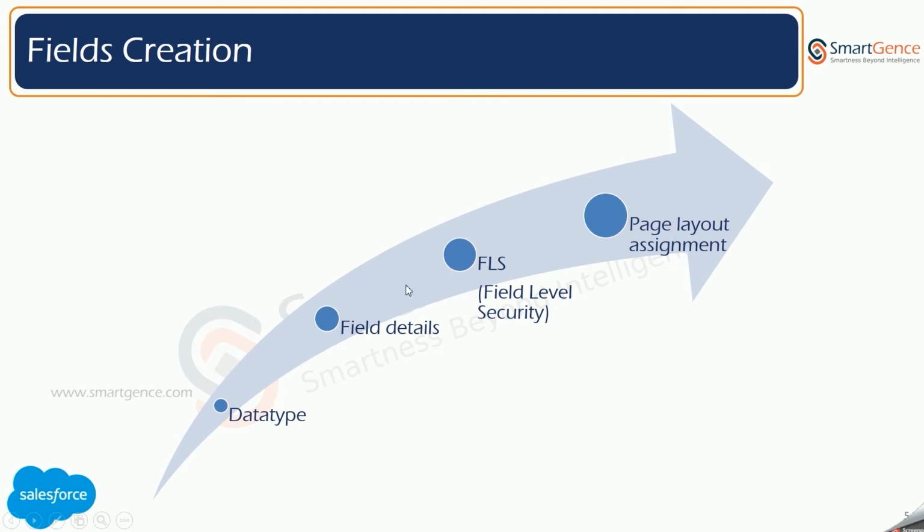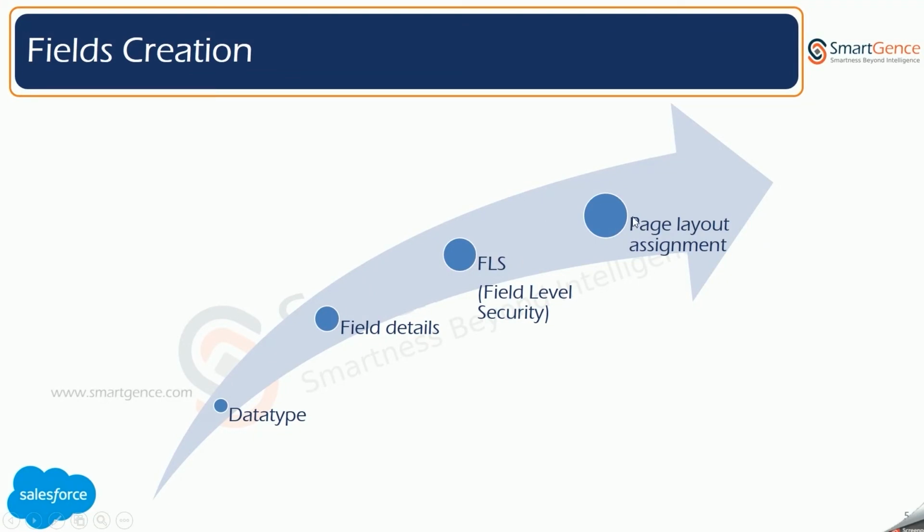Then it leads to the next step of providing the field details. Here we'll be providing the field name and things like that. Then it leads to the FLS. FLS is the field level security. We can't provide access to all the fields to all the users, right? So the business would ask us to restrict some field access to particular users. That is what we do at FLS. But remember, this is done at the profile level. We provide access for a particular field to a particular profile and not to some other profile. That is how FLS works.